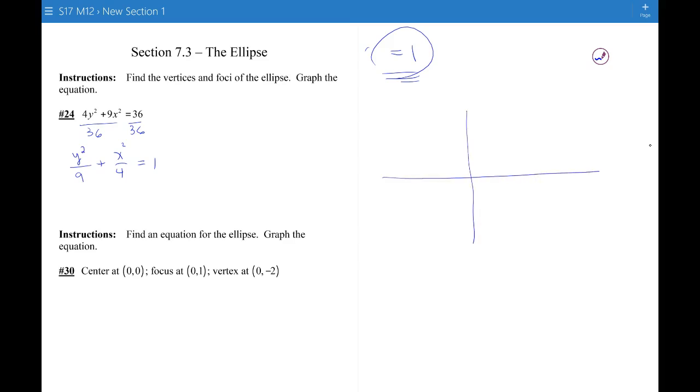And I know my center is still at the origin, because we're doing the simplest problems first. So in the x direction, I go plus and minus 2 from the center. In the y direction, I go plus and minus 3 from the center. So I can already see that the vertices are going to be 0, 3, and 0, negative 3, because those are the points the farthest away from the center.